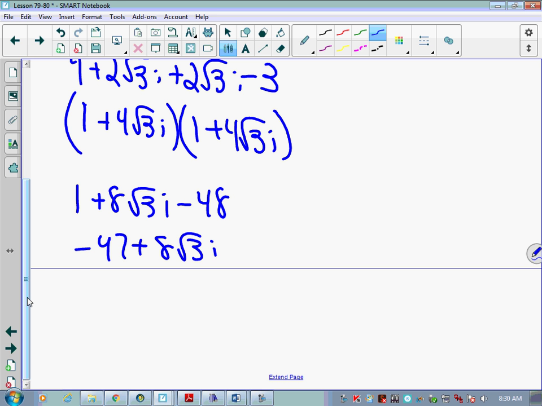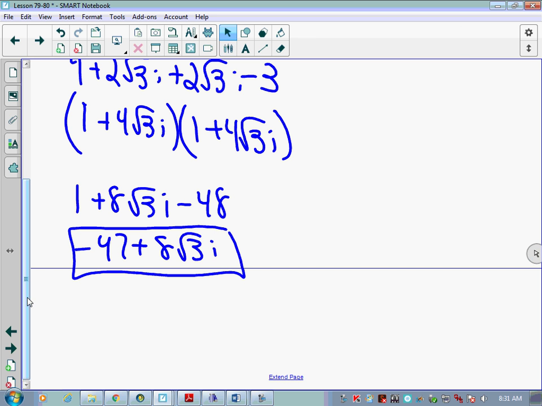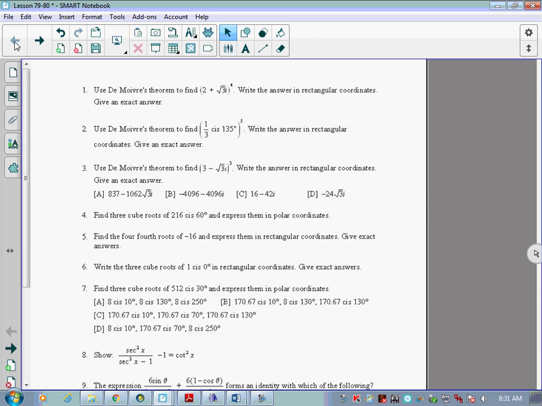Hold on a second. Yeah, either way. And that i on the end isn't coming from the i's because we've eliminated that, but it's i because it's rectangular coordinates. Okay? All right. So hopefully we understand that.